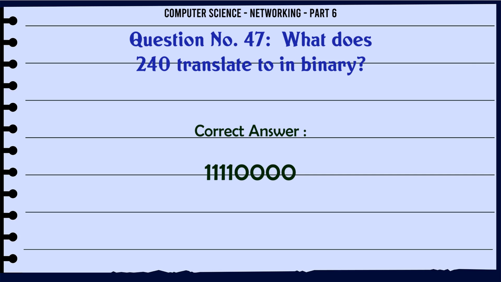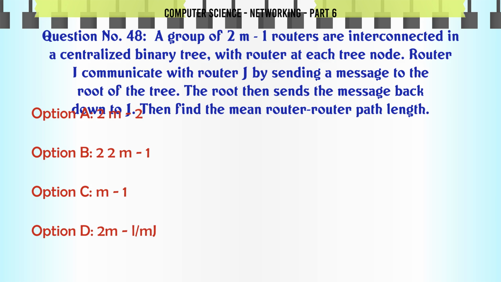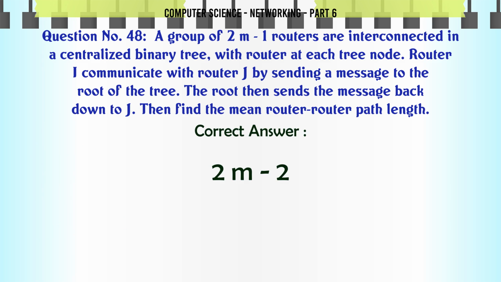A group of two M1 routers are interconnected in a centralized binary tree with a router at each tree node. Router I communicates with router J by sending a message to the root of the tree. The root then sends the message back down to J. Then find the mean router path length. A. 2M2, B. 2M1, C. M1, D. 2M1 MJ. The correct answer is 2M2.